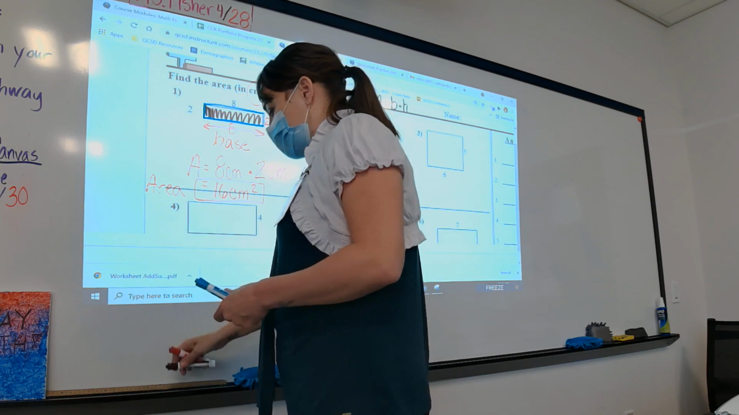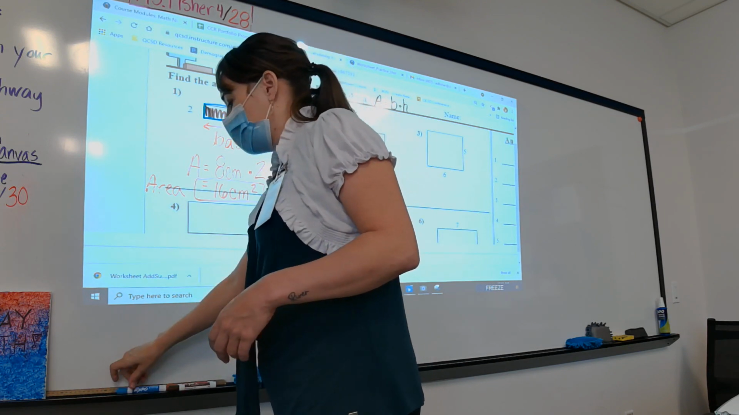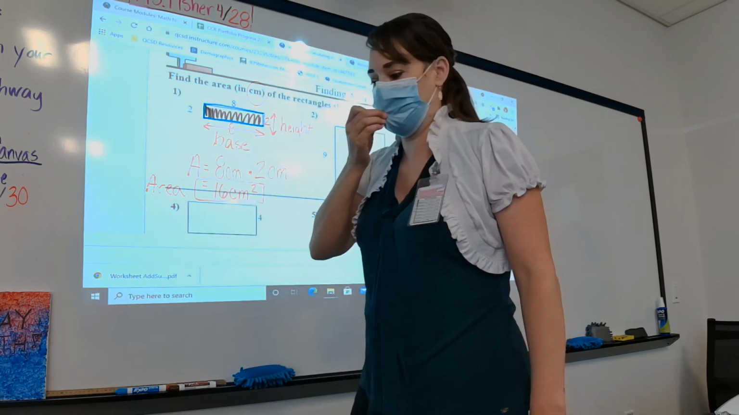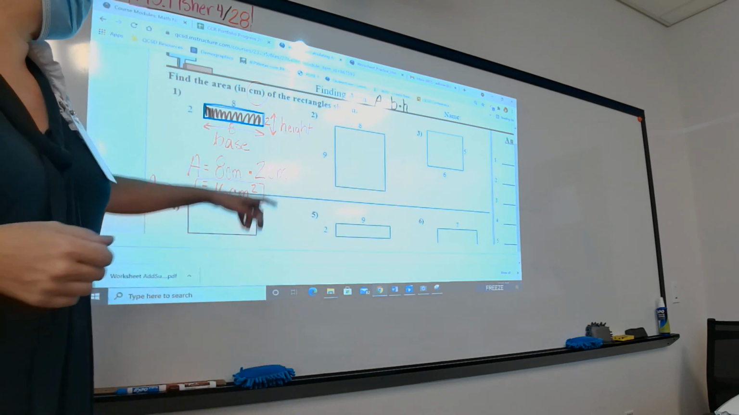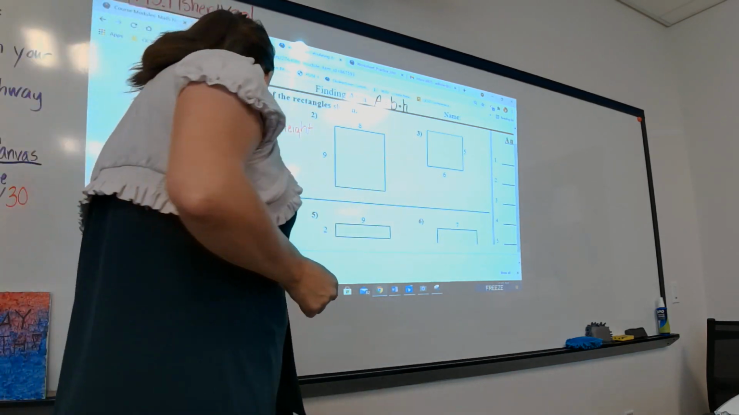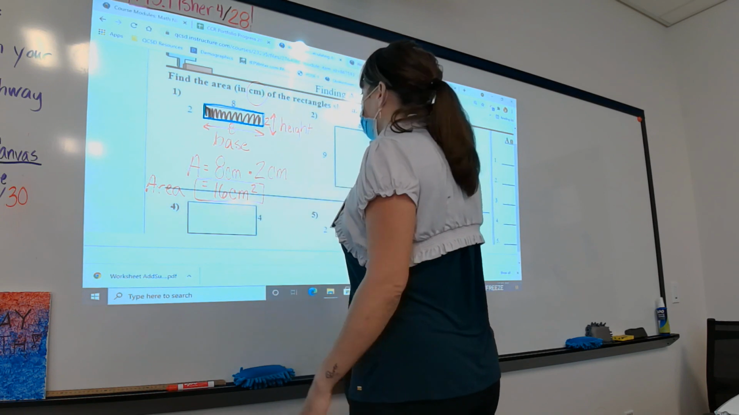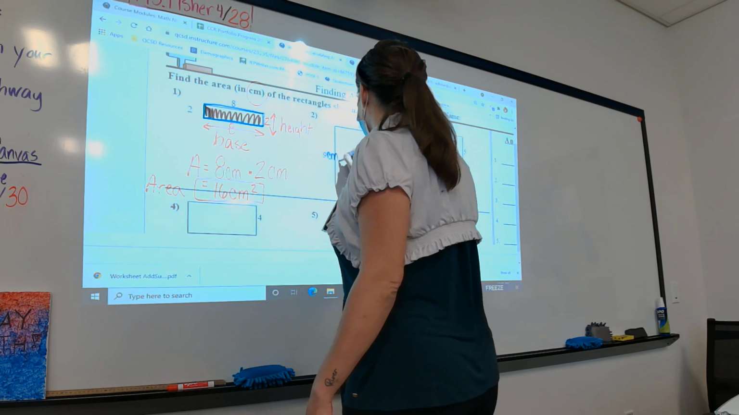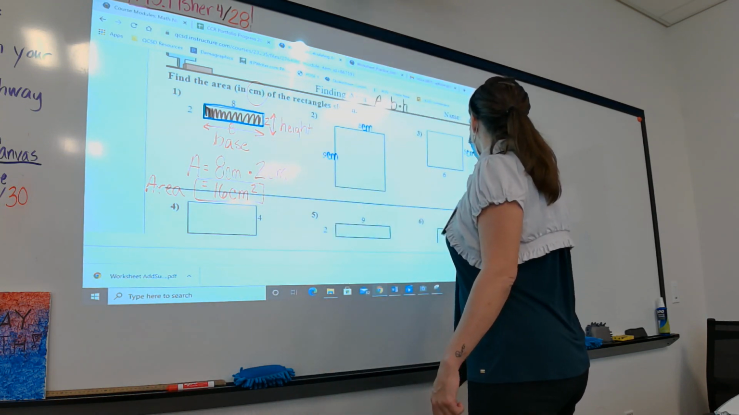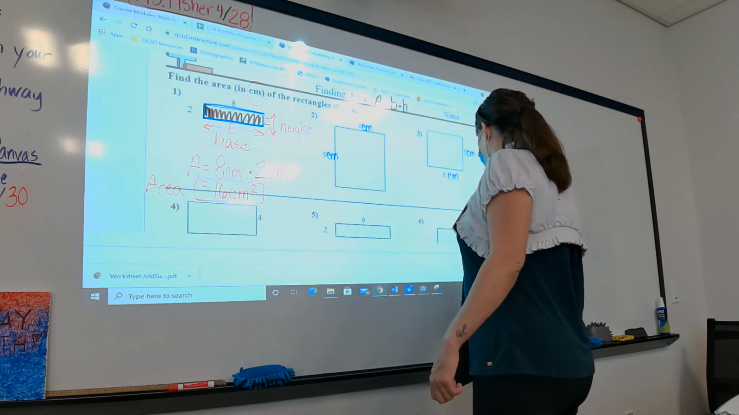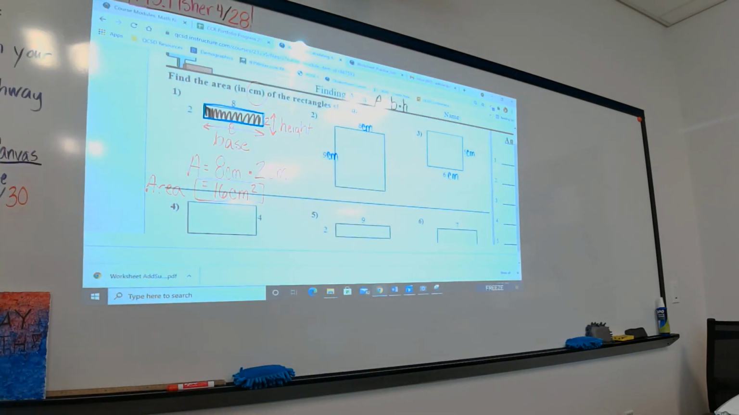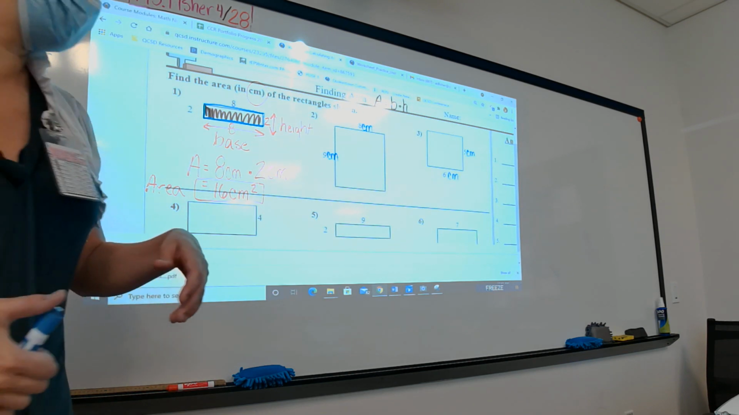Wait, so what are we putting for the centimeters, are we assuming centimeters? All of them are centimeters. That's your unit, all of them. Wait, so the answer is 16, right? So 16 centimeters squared. So it's saying all of these are centimeters. Yep. Perfect, Gavin.